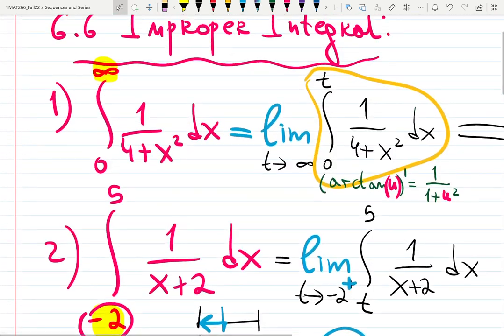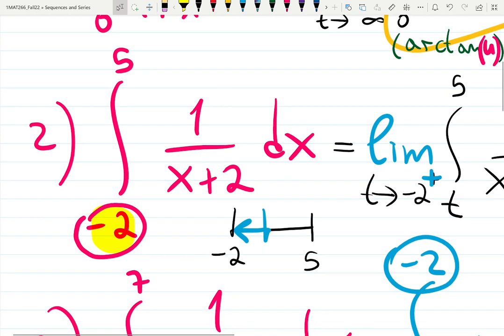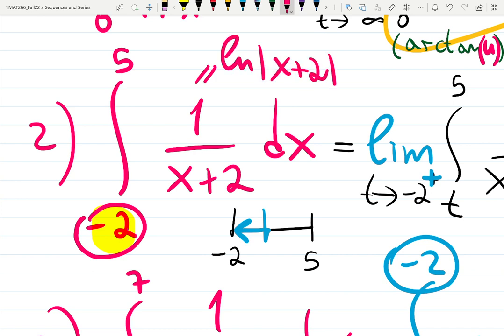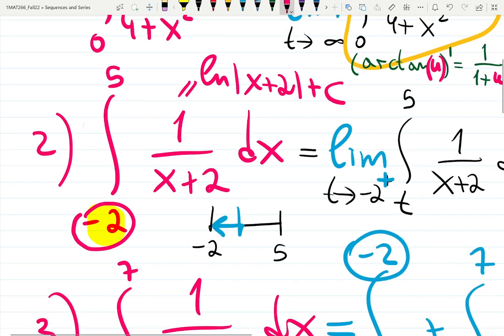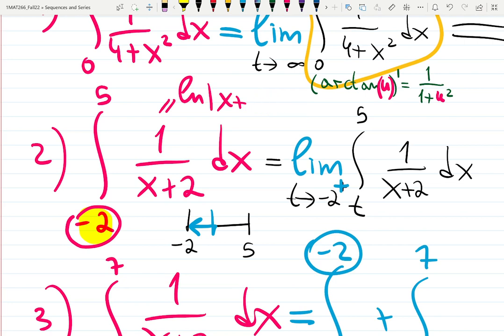How about this one? Can you just tell me what the answer of this integral is? I mean the integral without the improper stuff. What is the integral of 1 over x plus 2? It's natural log. Good job. Now you plug in 5 and t, right? So you immediately can write it down. Check out how fast it is.